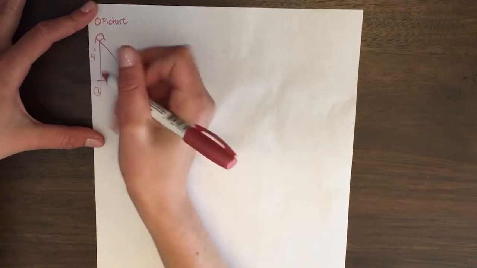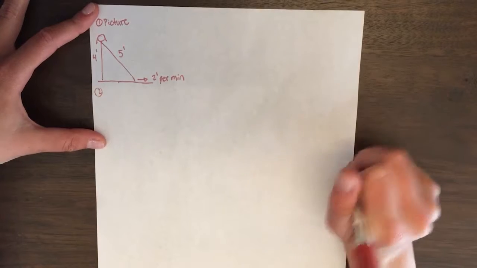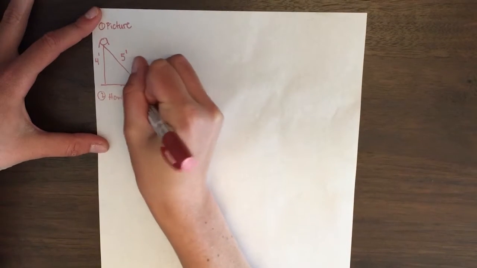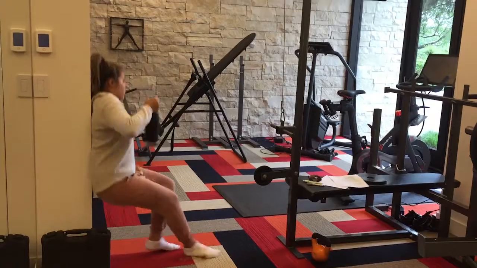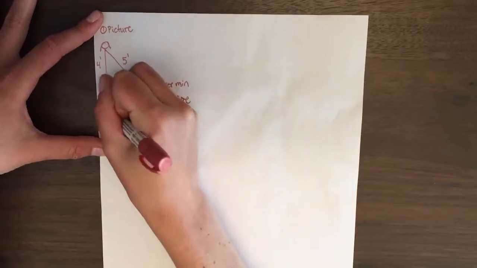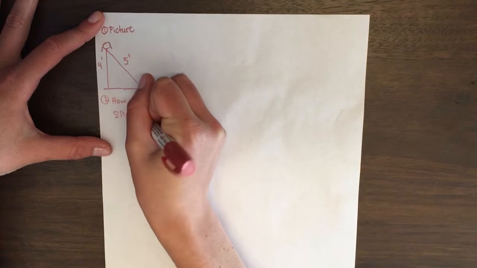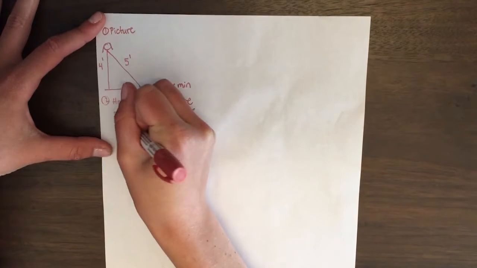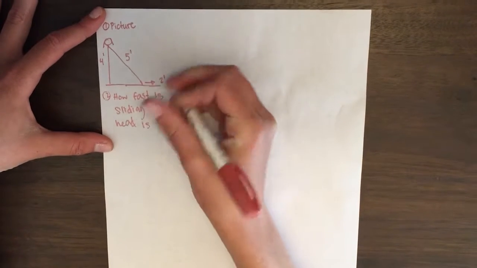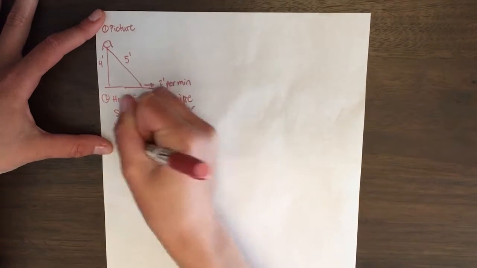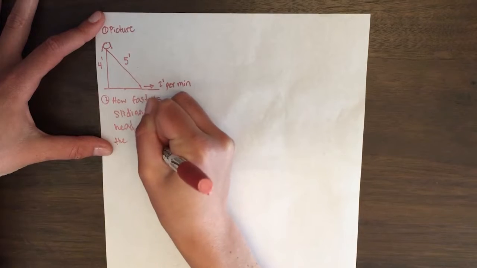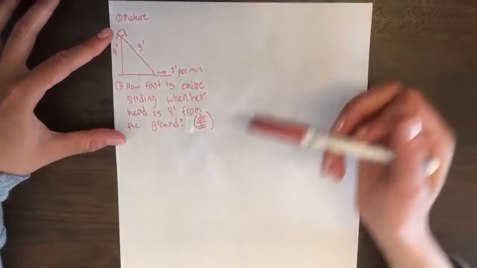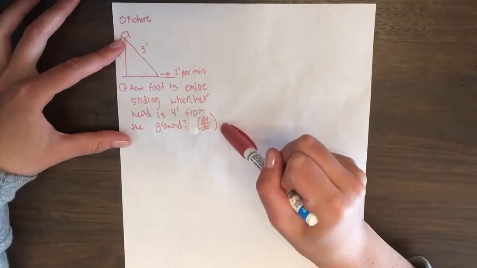Step 2 is to determine what we are looking for. I would like to know how fast is Emily sliding when her head is 4 feet from the ground. In this case scenario, we are looking for dy/dt.